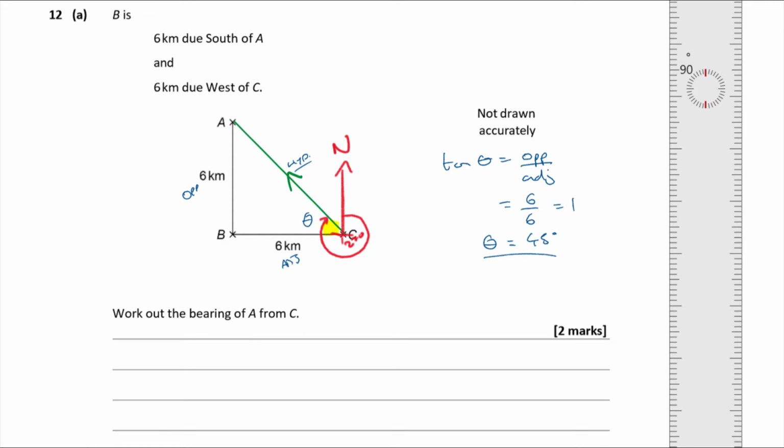So theta is 45, and so the bearing is going to be the 270-degree 3/4 turn plus the yellow 45 degrees, and that gives me a total of 315 degrees. Bearings are normally given as a 3-figure number, which that already is, so I don't need to pad it out in any way. So the bearing is 315.